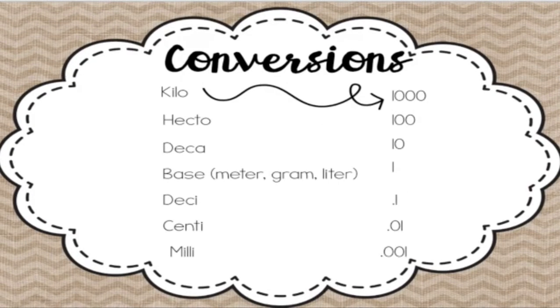Conversions. It's important to know that kilo is always going to mean 1,000. Hecto is going to mean 100. Deca is going to mean 10. And a base, which is a gram, a meter, or a liter, is going to equal 1. Deci is going to be 0.1. Centi is 0.01. And milli is 0.001. This probably doesn't make a whole lot of sense at this point in time, but just understand that kilo is going to be your larger unit of measurement and milli is going to be your smaller unit of measure.